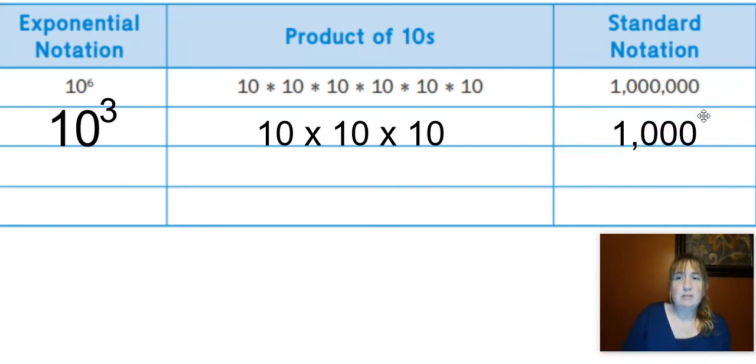So I'm hoping that you can see the pattern here as to how we can take a number, 10, with an exponent, which would basically be powers of 10. And we can write that as products of 10, but we can also write that in standard notation.